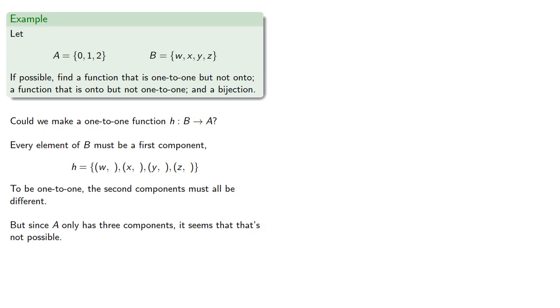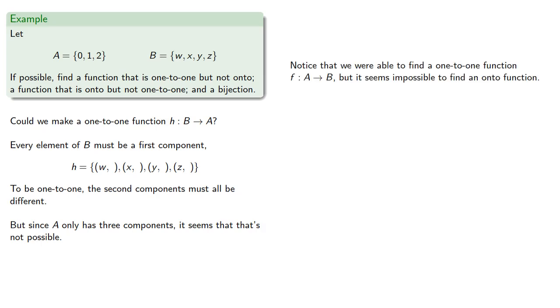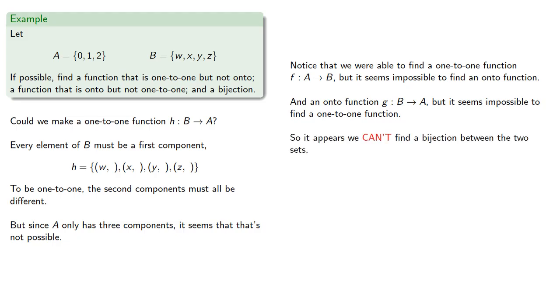Notice that we were able to find a one-to-one function from A to B, but it seems impossible to find an onto function. And we were able to find an onto function from B to A, but it seems impossible to find a one-to-one function. So it appears we can't find a bijection between the two sets. Or can we? We actually can't, but we do need to prove it. And for that, we'll need to introduce something known as the pigeonhole principle.